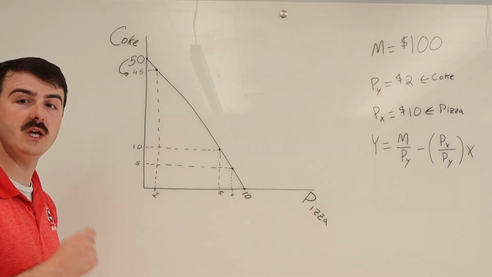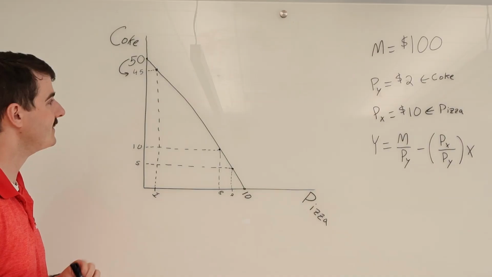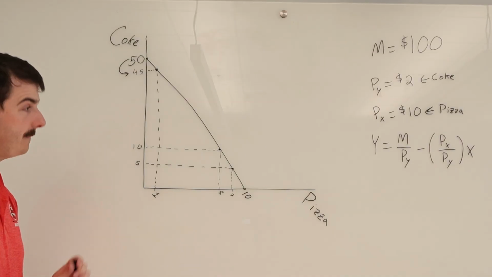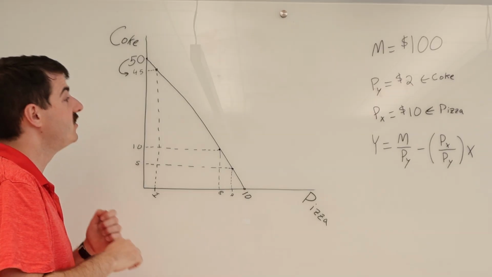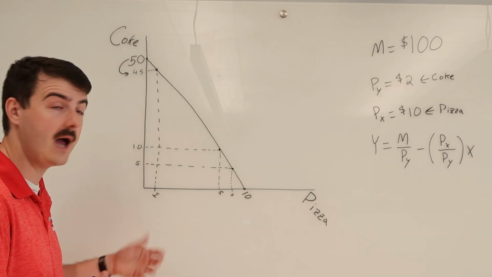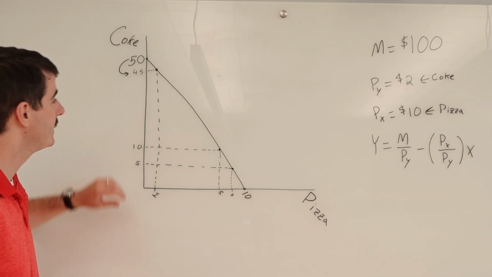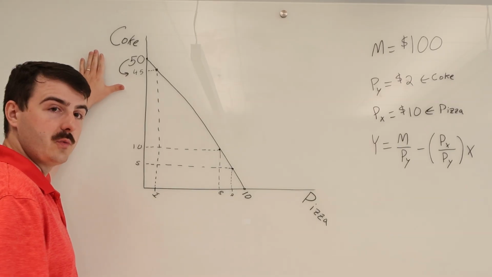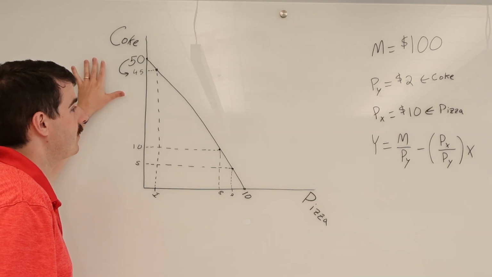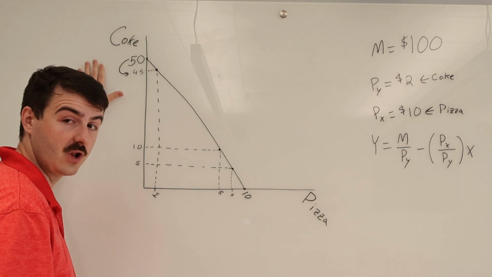There's one other really cool thing that this line is going to do for us, and that is it's going to allow us to mathematically see opportunity cost on a line. I think it's pretty slick. So how does that work? Well, opportunity cost is what you give up to get something. How are we going to visualize opportunity cost on here? Well, we can do that with slope.